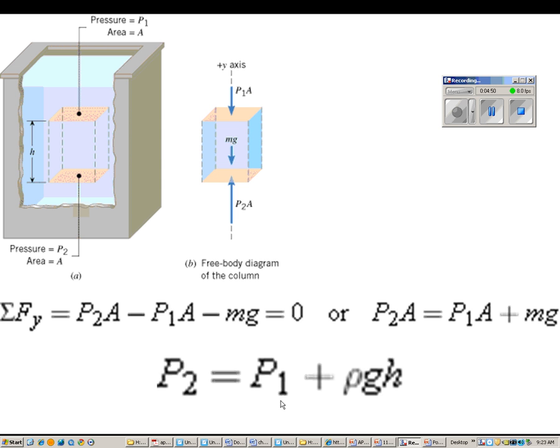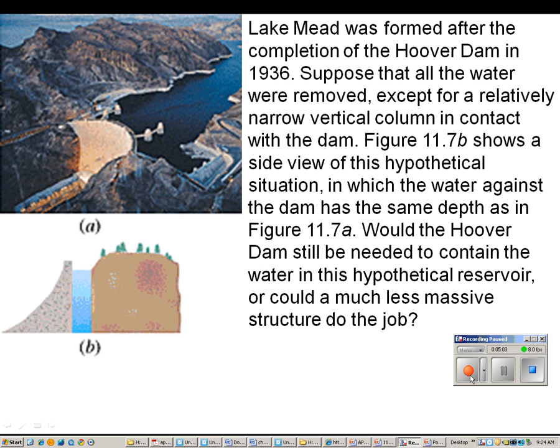So this is our new equation here, P2 equals P1 plus rho g h. In other words, what it's saying is the pressure here at the bottom of this column equals the pressure at the top of the column plus rho g times the height of that column.